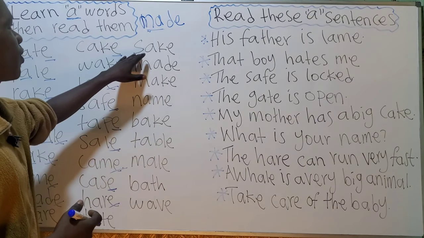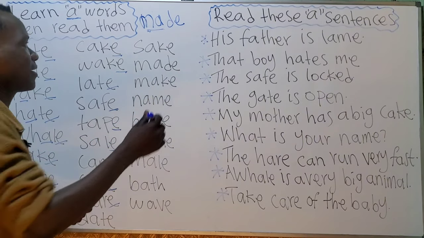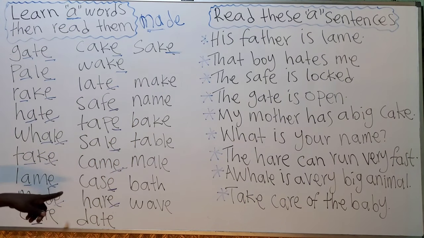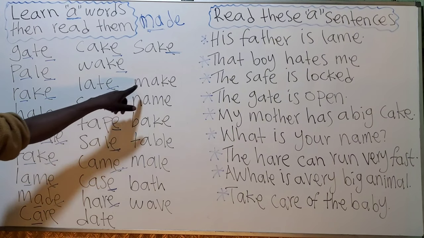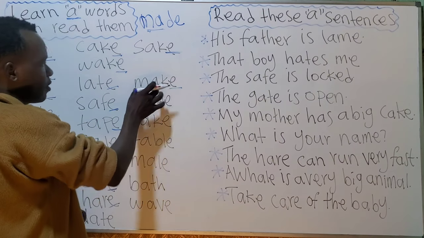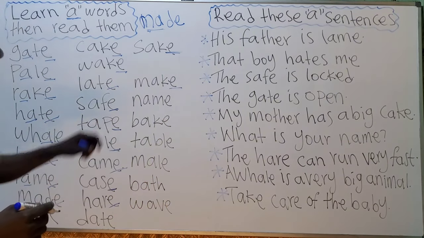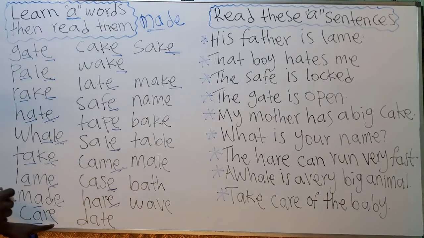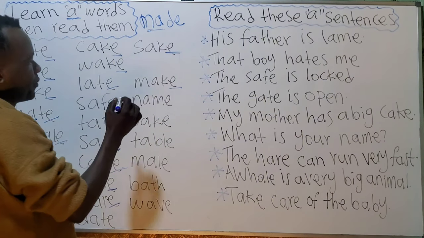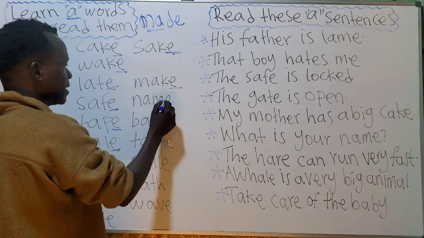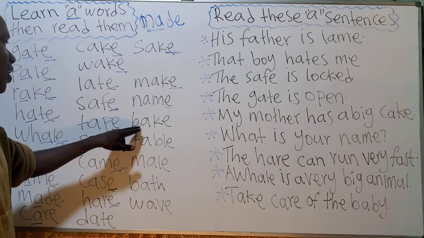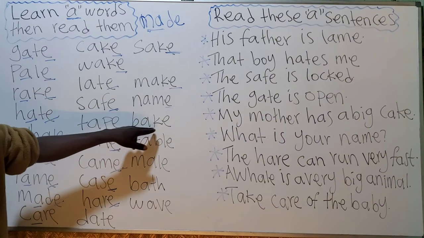And here we have "make," not "mark," but "make," okay? Make is the present tense of made, and then made is the past tense of make. Yes, this is "make." E is silent, not "mark," but "make." Yes, make is the present tense of made, and made is the past tense of make. Yes, and then this one is not "name," it is "name," not "name."